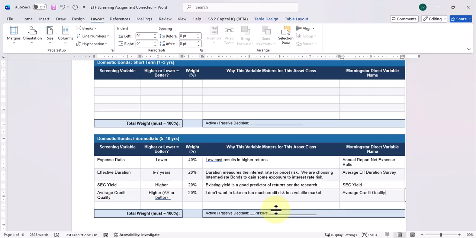And the reason why this is important is that actively managed funds will have higher expense ratios. So if I don't indicate this, especially if I want an actively managed fund, I would actually take out all of my actively managed funds by just requesting or wanting a low expense ratio. So my weights here: 40% on the expense ratio, 20% on the duration, 20% on the SEC yield, and then 20% on the average credit quality.